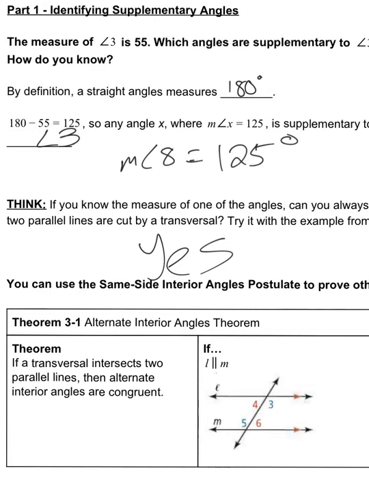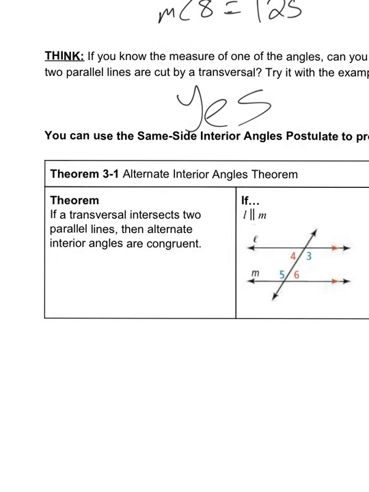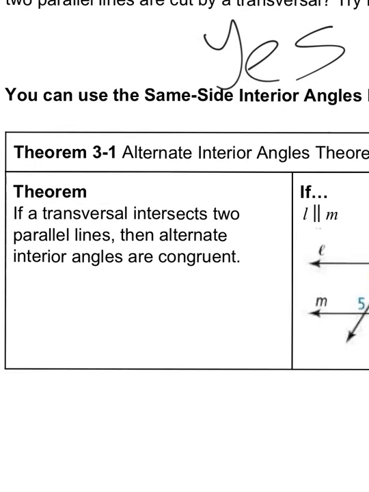All right. So let's move on to theorem 3.1. Alternate interior angles theorem. So the alternate interior angles theorem states that if a transversal intersects 2 what kind of lines? 2 parallel lines, then alternate interior angles are congruent. And what does congruent mean? Okay, they are the same. So I'm going to go over here, and I'm going to write alternate interior angles.